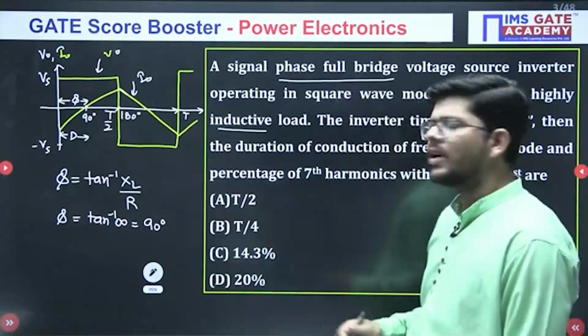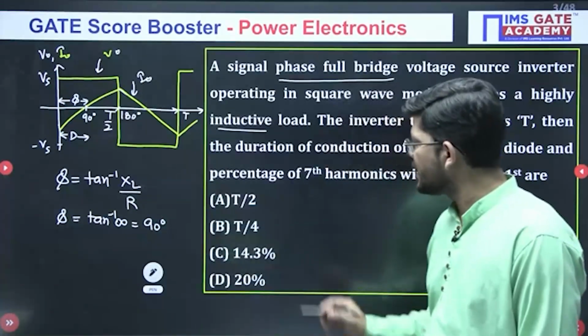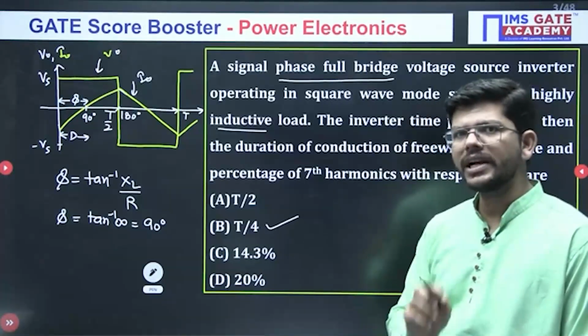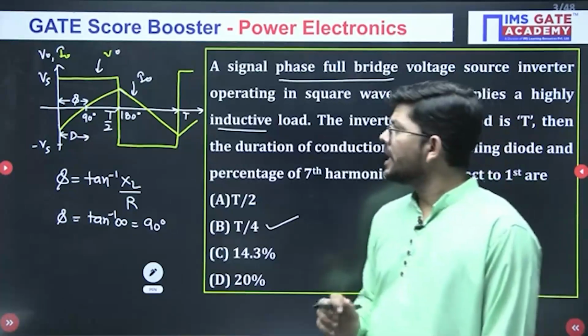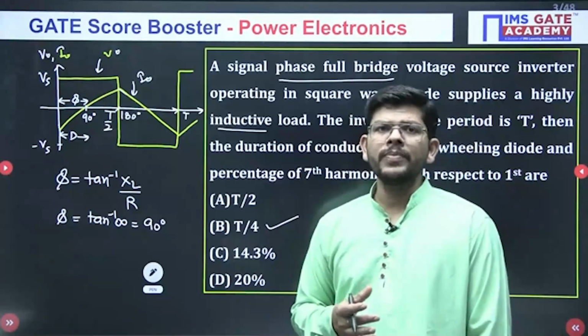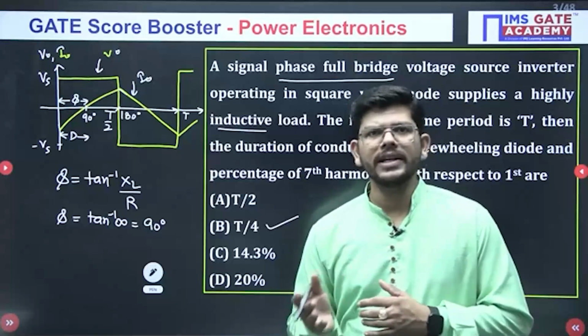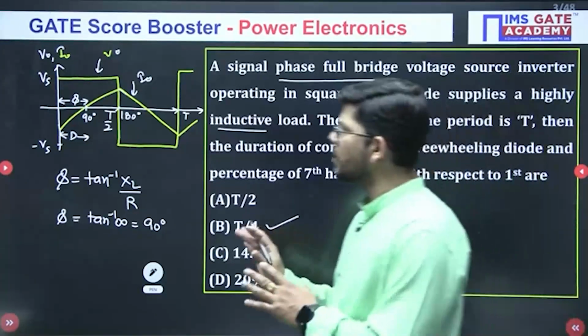So the diode, or any of the switches, not only the diode, any of the switches, will conduct for a duration of T by 4 only. If we have a pure inductive load, any of the switches will conduct for T by 4 duration, either the diode or the switches. Okay, so we got one answer.